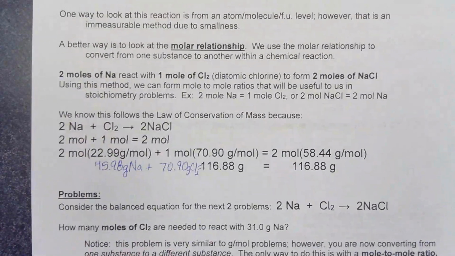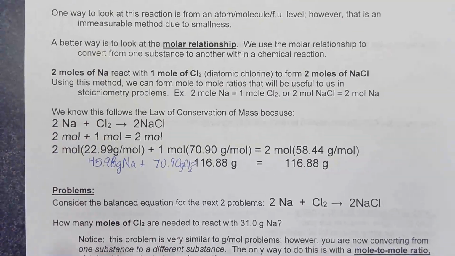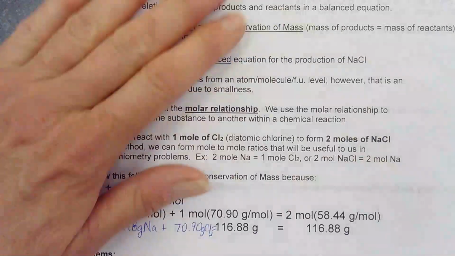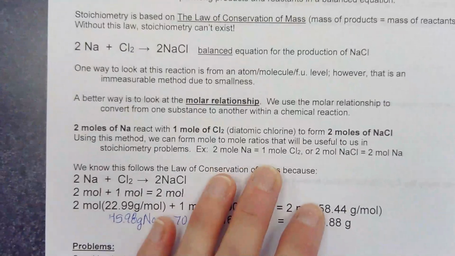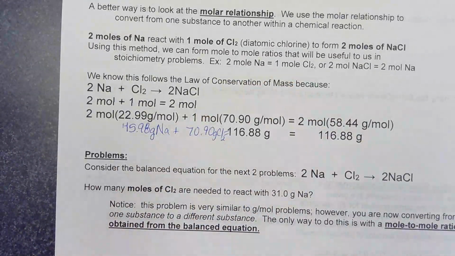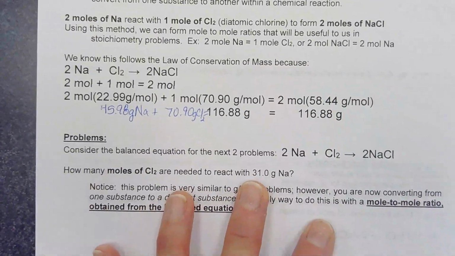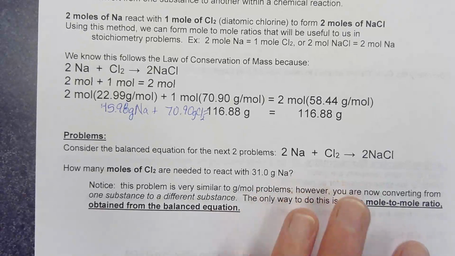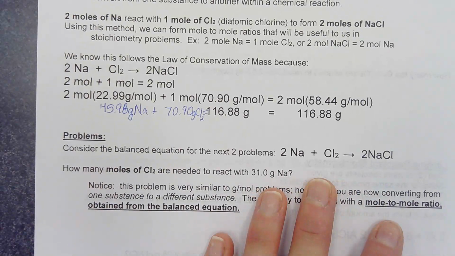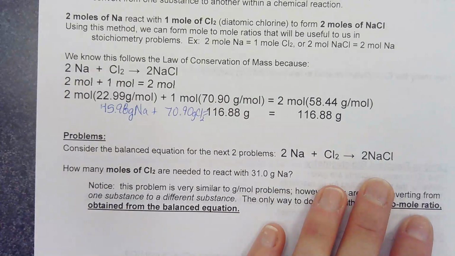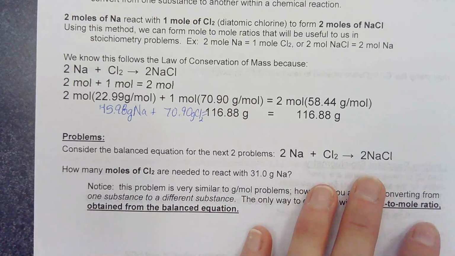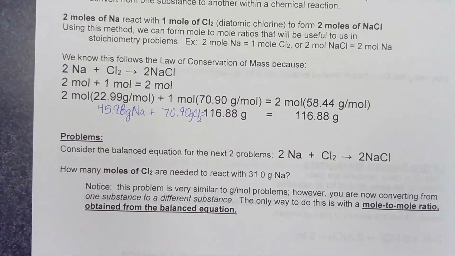So, go to the problem. This information is just to kind of explain it. You're not going to have to ever do this. You do need to know the ratios. We're going to use the ratios. So now, I'm giving you this balanced equation. 2 sodium plus 1 chlorine yields 2 NaCl. We're going to use that balanced equation for these 2 problems.